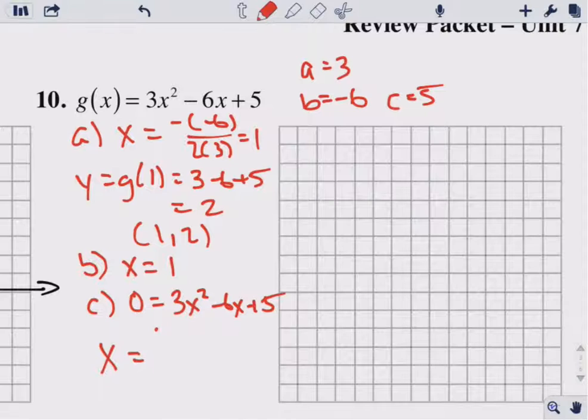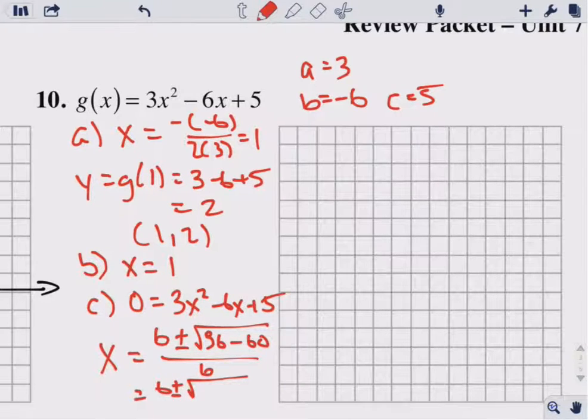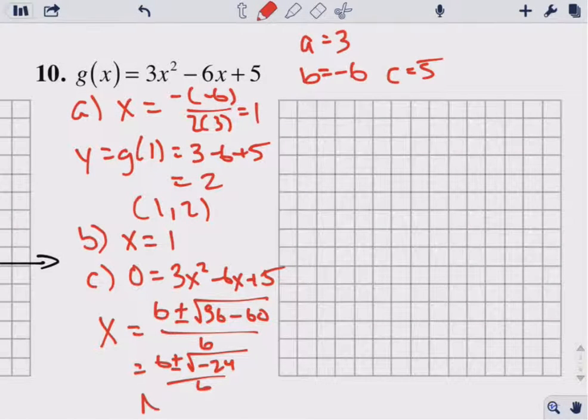X is equal to negative b plus or minus the square root of b squared, 36 minus 4ac, 4 times 3 times 5. 4 times 3 is 12, 12 times 5 is 60, over 2a, 2 times 3, which is 6. Well, this means we're not going to have any zeros because we get a negative underneath the radical. So there are no x-intercepts. Okay, make sure you note none.